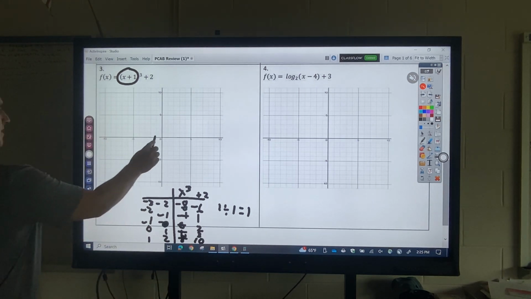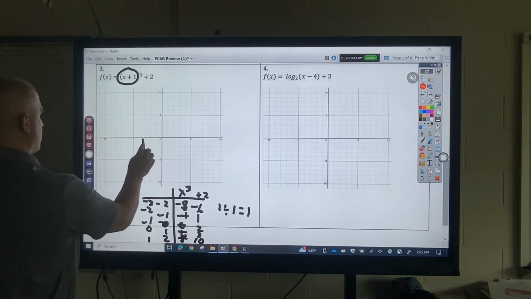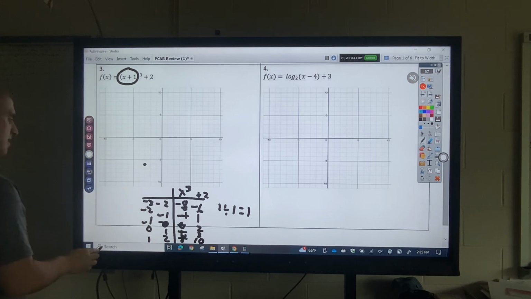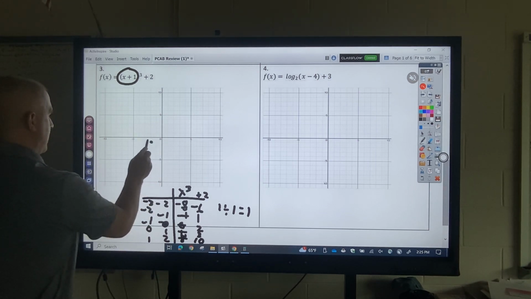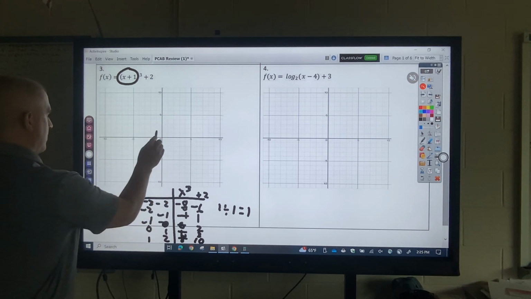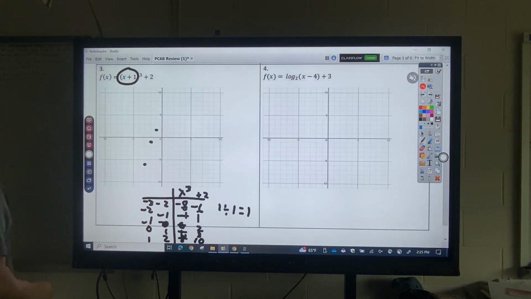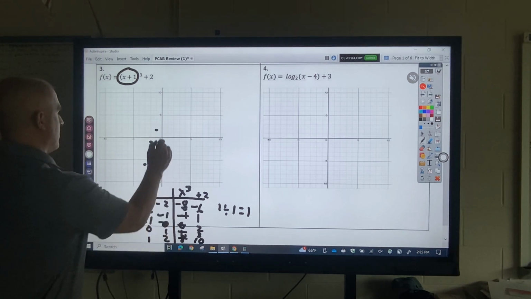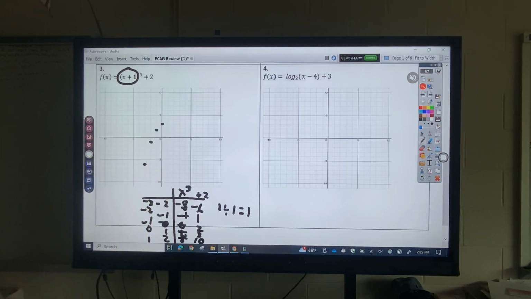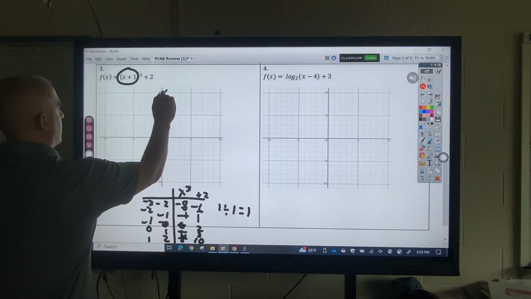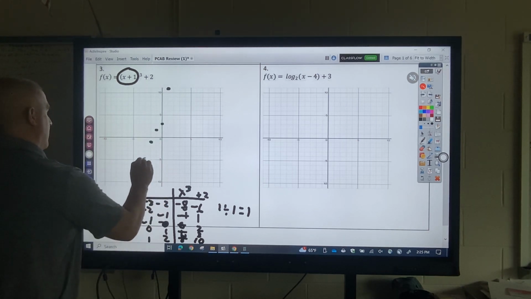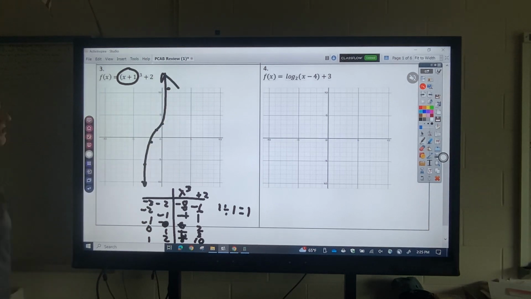So -3 over, 1, 2, 3, -6 down, somewhere in here. -2 over 1 down, somewhere in there. -1, 2, somewhere here. 0, 3, somewhere here. And then 1, 10, all the way there. So what I got looks something like that.